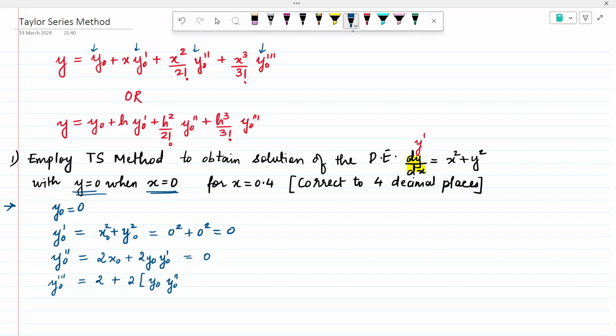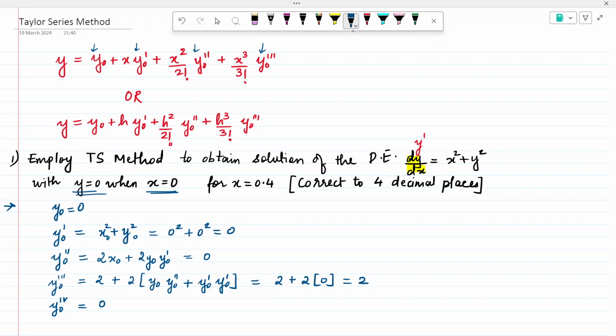u times derivative of v plus v times derivative of u. Let's substitute the values. 2 plus 2 times all of the values inside the bracket, which are 0. So this is going to be 2. Let's go to the fourth derivative. The derivative of 2 is going to be 0 here.